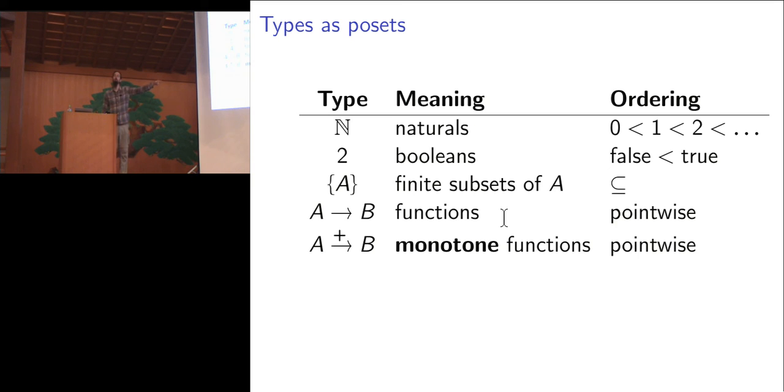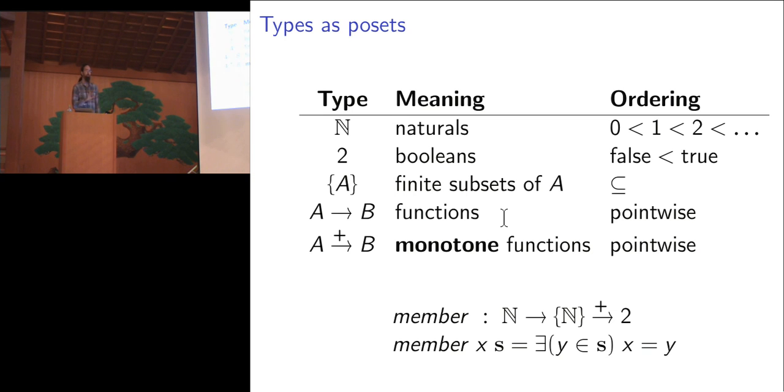We have two kinds of functions. Ordinary functions, which could do anything, and monotone functions, which respect the order on their argument. Increase the argument, and the output also increases or stays the same. And they're ordered pointwise, the usual ordering on functions. You may wonder whether we need both of these, and we do. Here's an example of a function that needs both ordinary functions and monotone functions to express the type of.